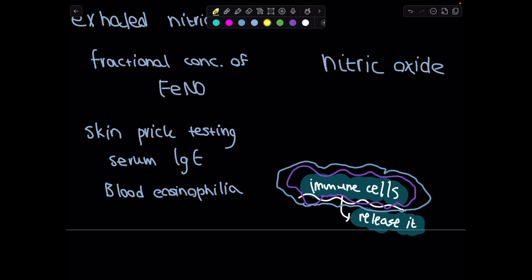Brother, I don't understand. No worries. Let's make this super simple. In asthma, when allergens like pollen hit your airways, immune cells like eosinophils kick into gear to fight them. And as they do, they pump out nitric oxide. But why do they pump nitric oxide?